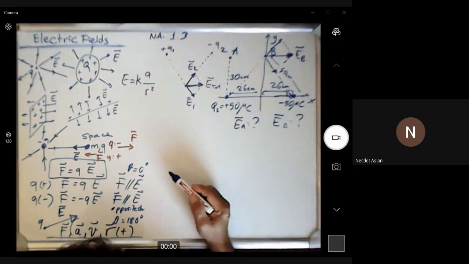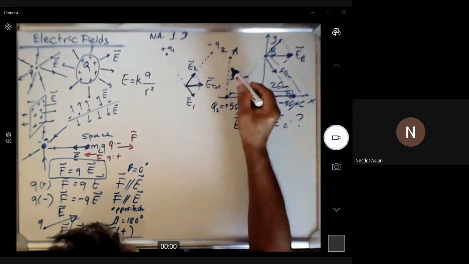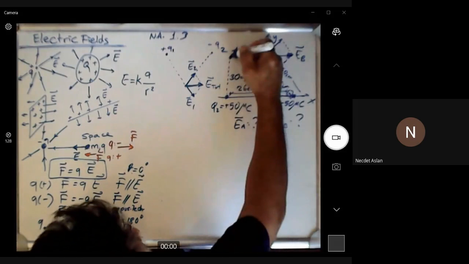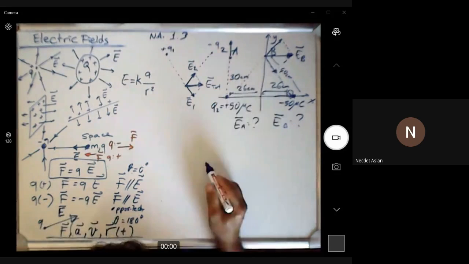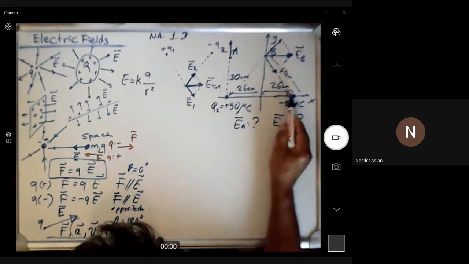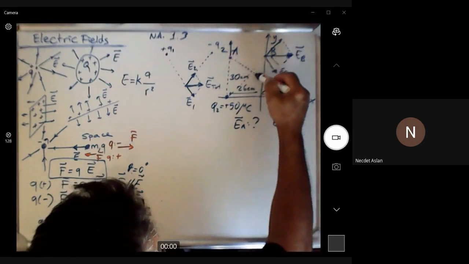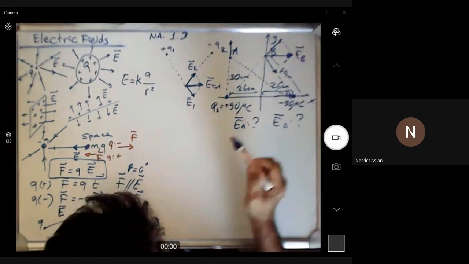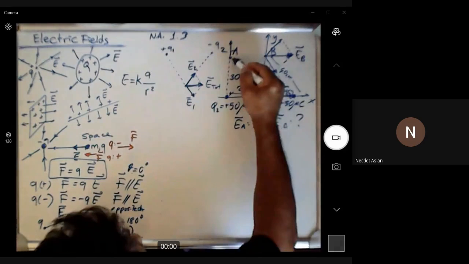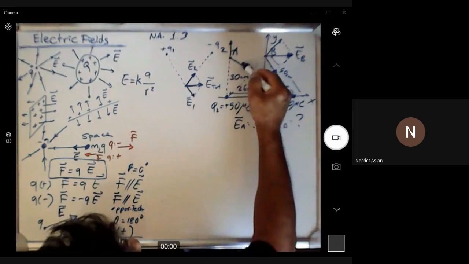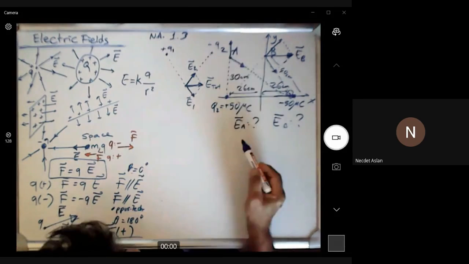What about this case? If you look at point A, the electric field is in the positive y direction because this is plus, and then because this is minus, we have to now connect this point A to this charge, which is Q1. But because this is negative, the electric field will be towards it. I don't know what the lengths will be.